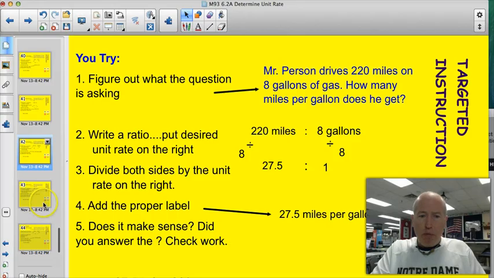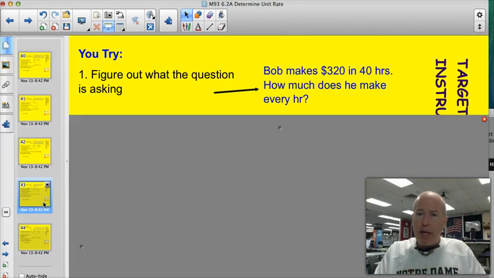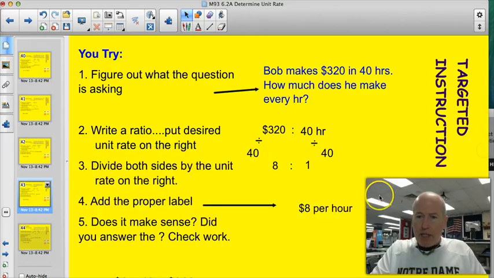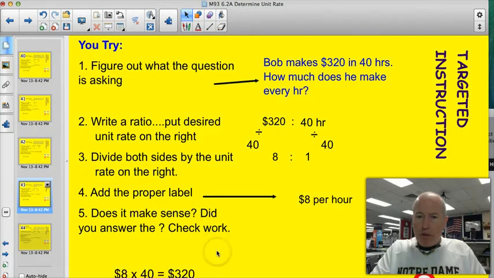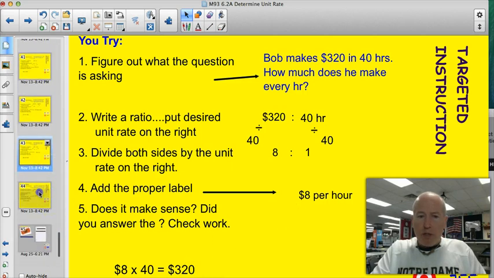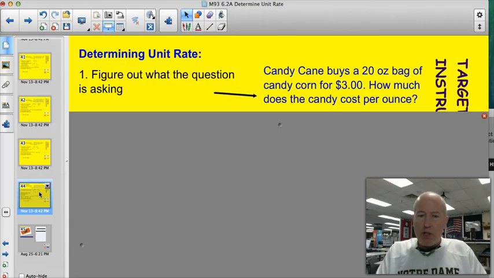Okay, I've got 2 other problems that I did. I'm just going to let you take a quick peek at. Give it a shot. All right, let's see if you set it up the right way before we go too much further. All right, and if you divided both sides of that by 40, you've gotten down to 8 to 1. Add the proper labels. That's $8 per hour. $8 times 40 hours, 320. Good job. You are cruising tonight. All right, this one's a little more difficult, but I'd still like you to pause it and give it a shot.